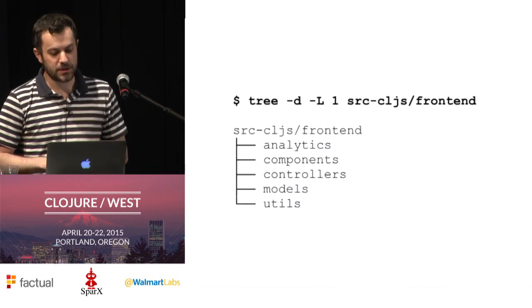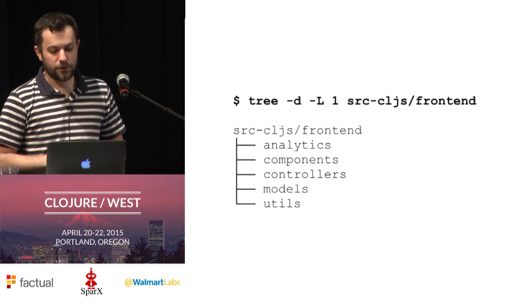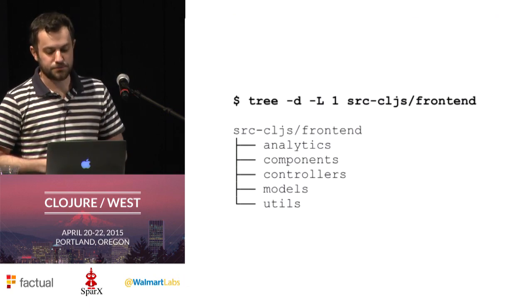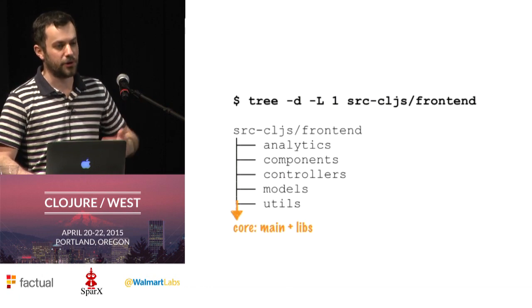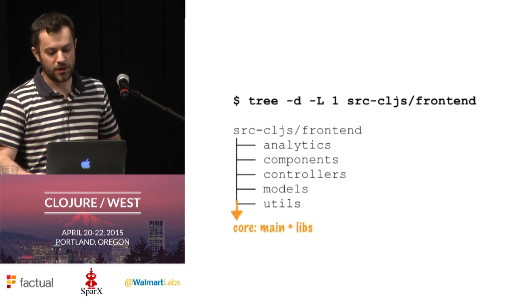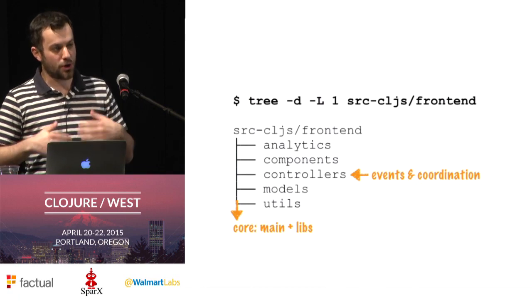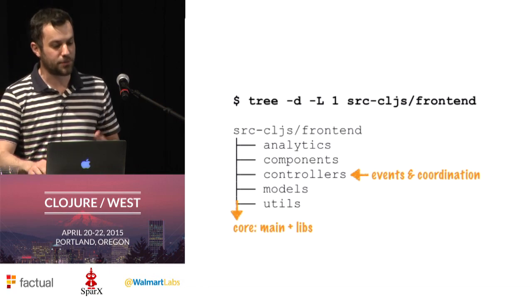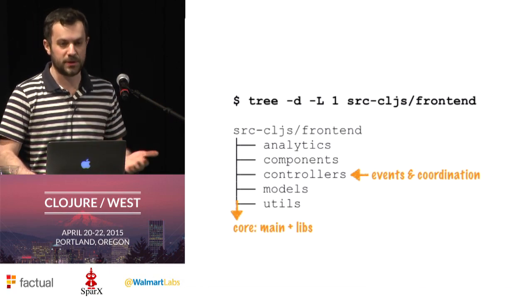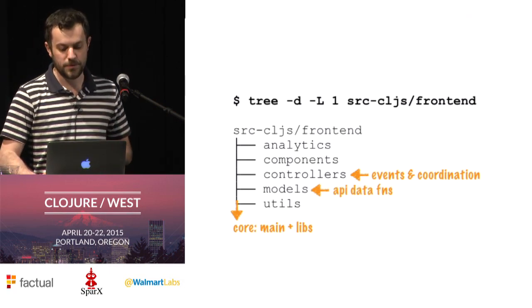So this is the top level of the code base, and it's pretty flat. In the top level, we have some of the main functions and other things that kick the whole system off, and other utility libraries. The real interesting stuff to get started if you're following the flow is to jump into the controllers directory, which is where all the events are processed, and all the coordination between network requests and the UI occur.